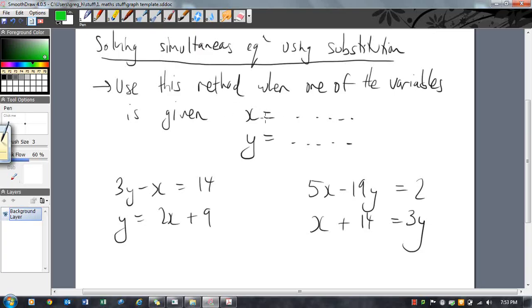If you're given that x is equal to something, or y is equal to something, then I'd use the substitution method. Here we've been given y is equal to something, and so this is a really good place to use the substitution method. Whereas over here, you're not given x equals something or y equals something, and so it takes a lot more work to use this method. So I would not use the substitution method. Only when you see y equals or x equals, I would use that.